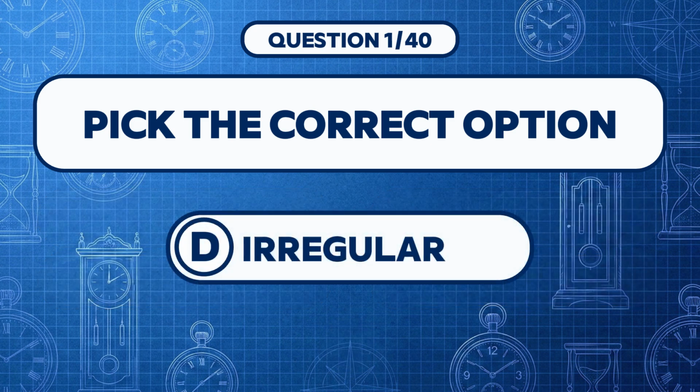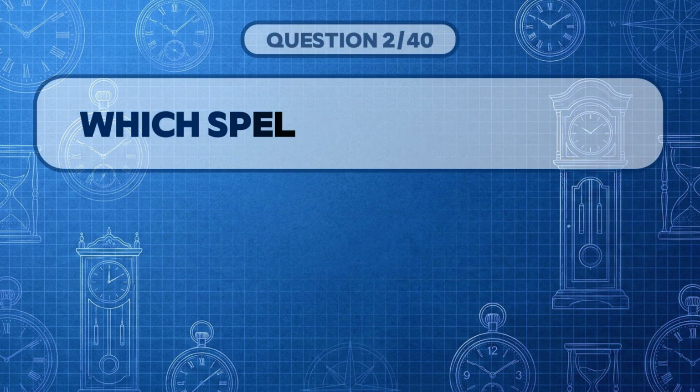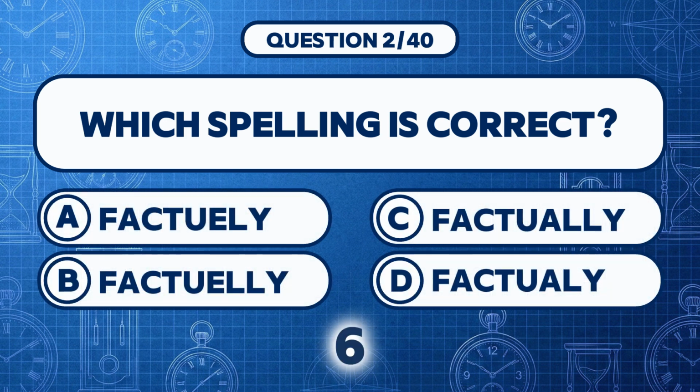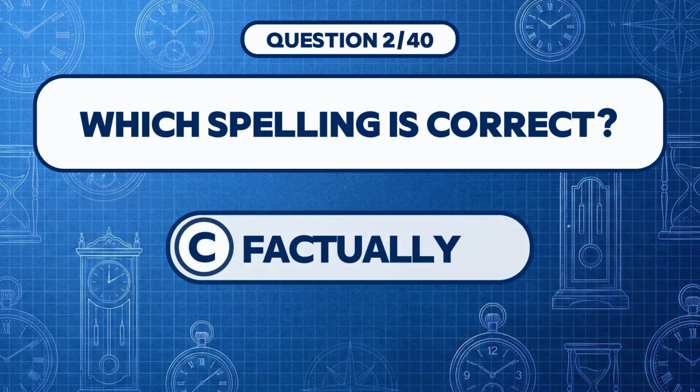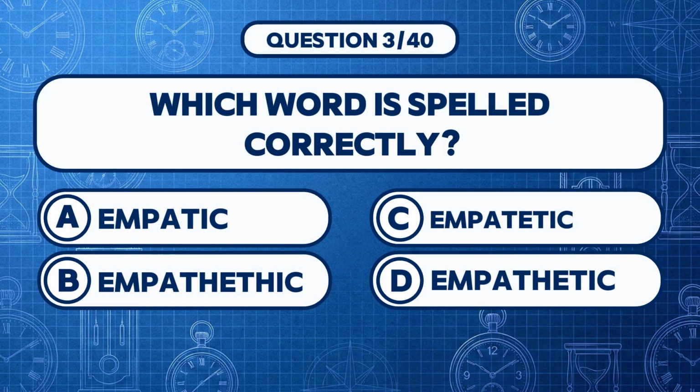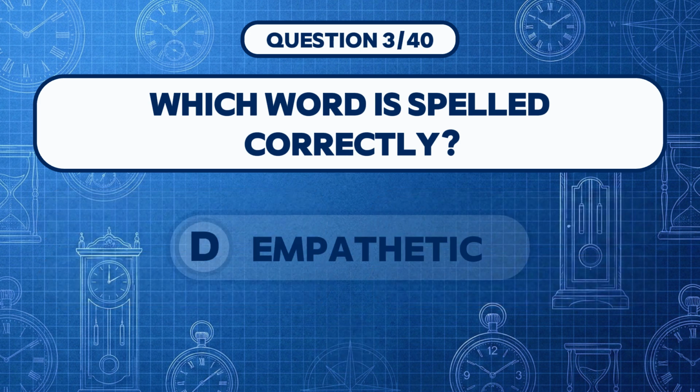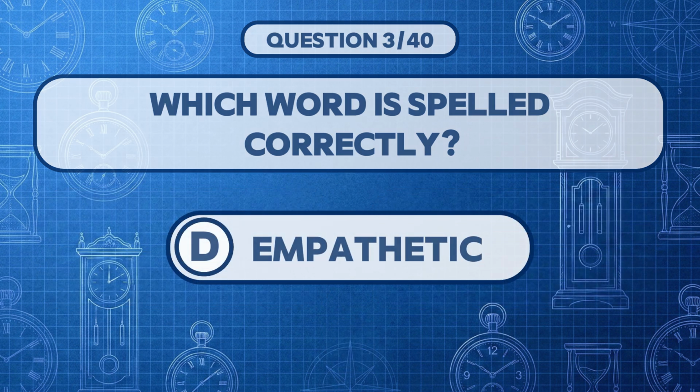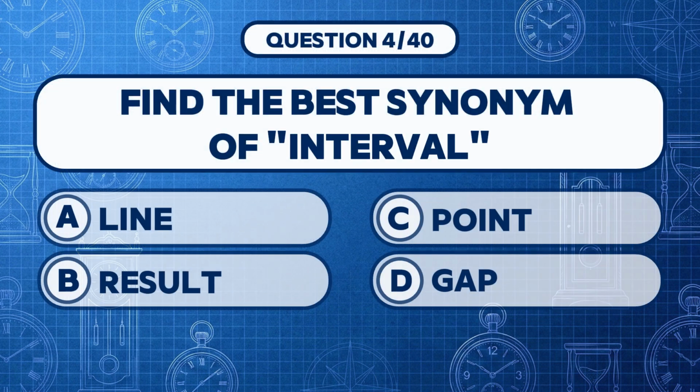Answer D, irregular. Which spelling is correct? Answer C, factually. Which word is spelled correctly? Answer D, empathetic. Find the best synonym of interval.